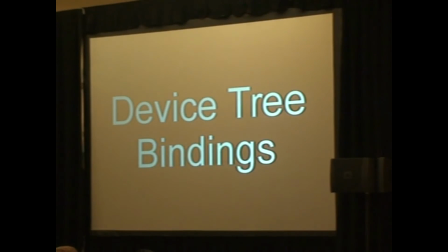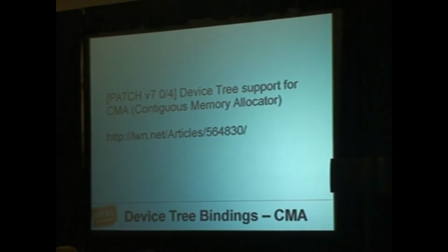On the topic of device tree bindings, there's not that much to talk about actually. There have been a couple of proposals, because we've been to version 7, for the contiguous memory allocator, to give it device tree bindings, but it hasn't made it to mainline. So I'm not sure what the current status is. I've tried to ping the maintainer and the author of the patch, but I haven't received a reply yet. So that's still up in the air.